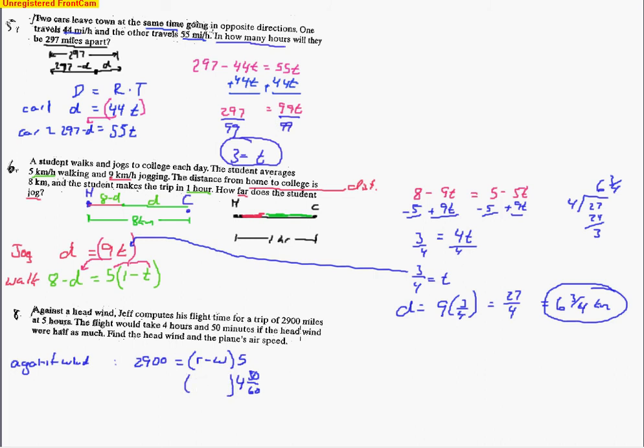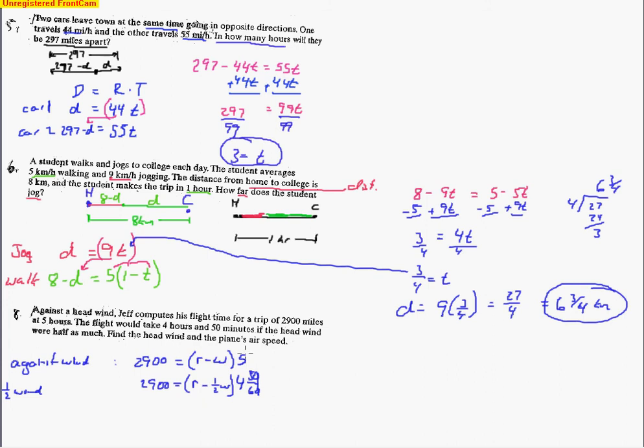Now let's write down what the rate is. If the wind speed were half as much, so half wind, and so half the wind speed would be r minus 1/2 w. So it's still against, so that's why it's 1/2, and it's 2,900. So what I'm going to do is reduce this a little bit and change this to an improper fraction. So over on this side, I'm going to go ahead and get rid of this 5 real quick. Hold on a second here.